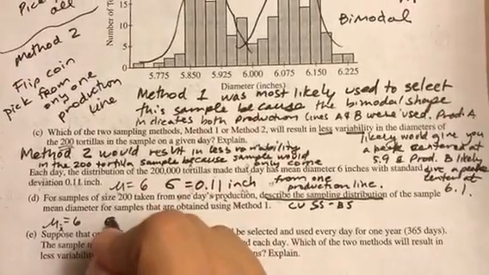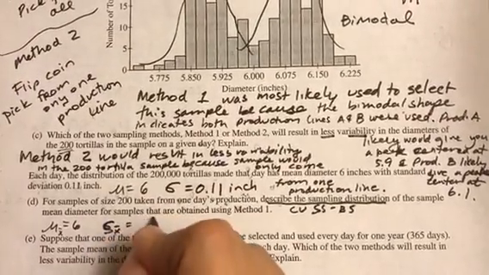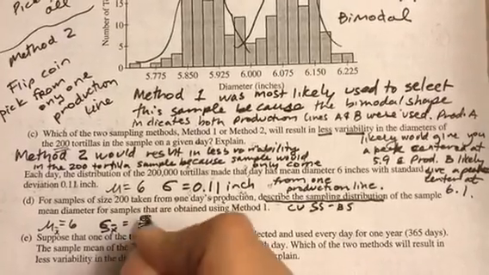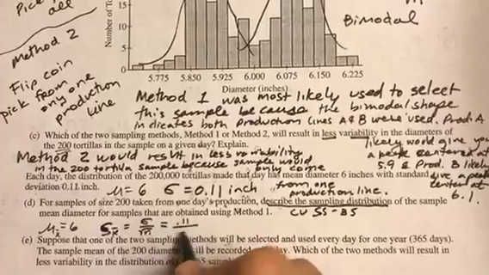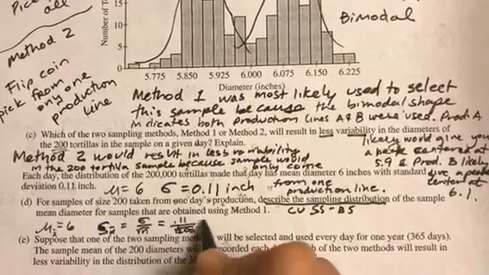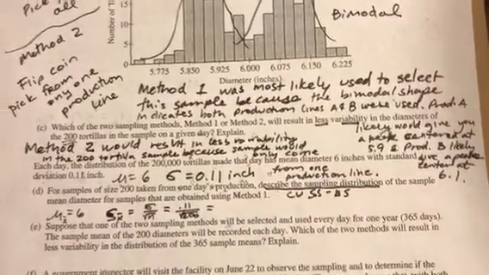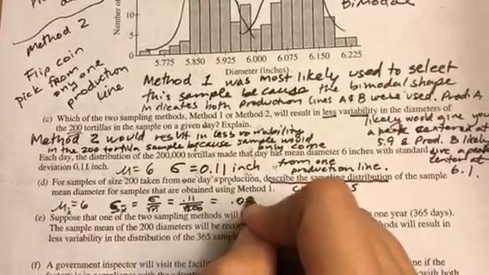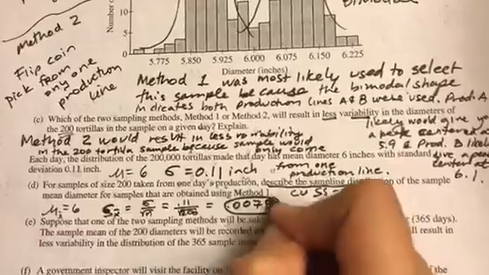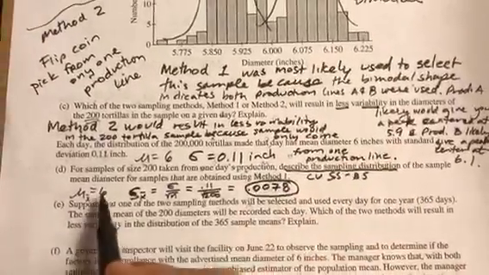And the standard deviation of my sample is sigma over the square root of n. That's right out of my formula sheet. So sigma is 0.11 over the square root of 200. And so I just need my little calculator here, and I get 0.0078. So notice when I take a big sample, variability goes way down.